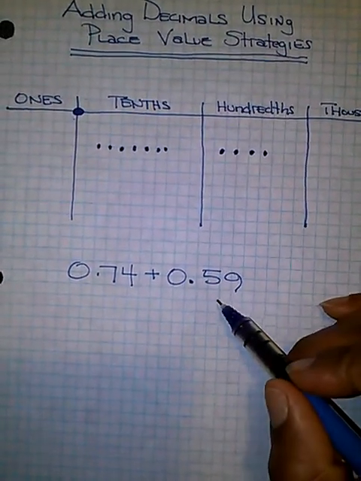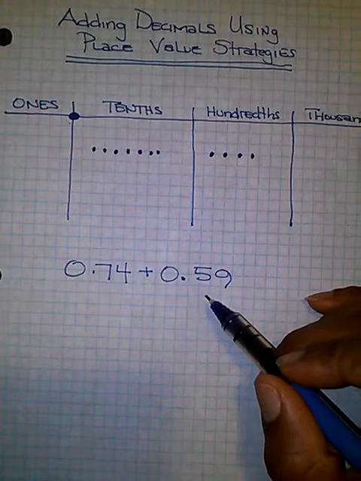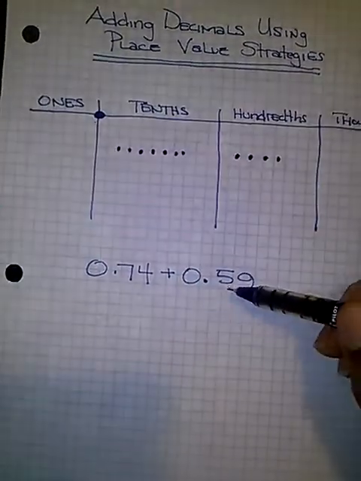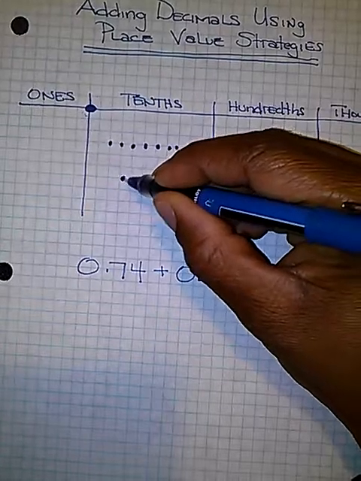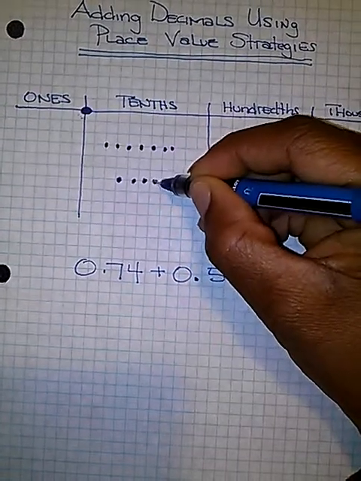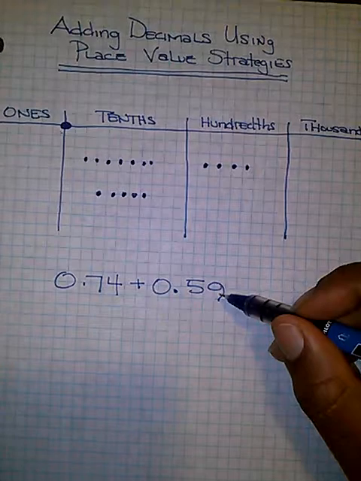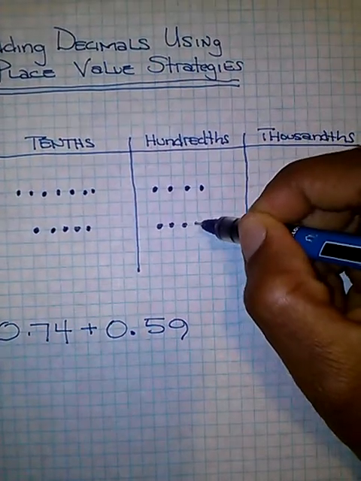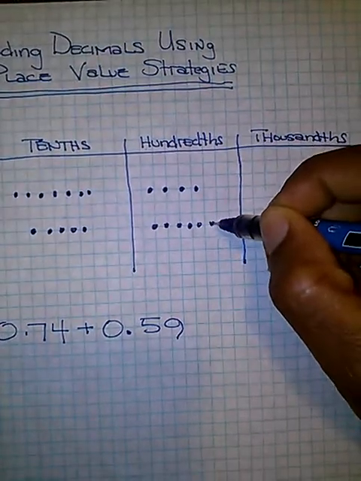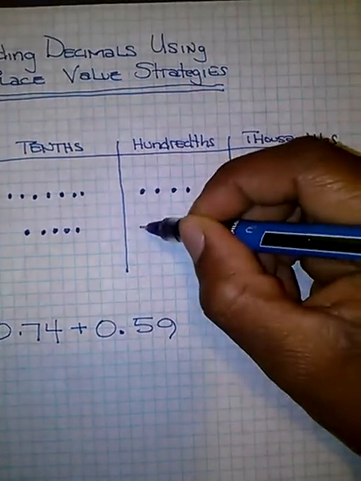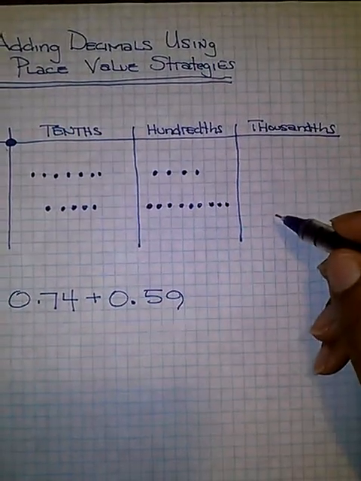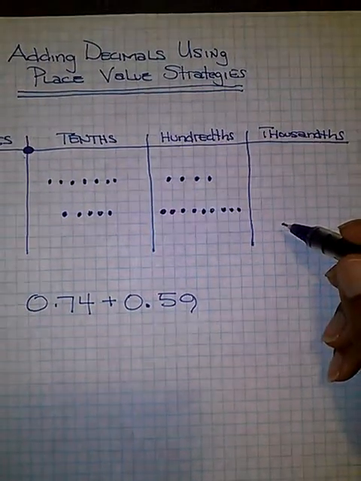The second add-in is 59 hundredths. So again, there are no ones, so I will leave the ones column blank. There are 5 tenths. And there are 9 hundredths. I will again leave the thousands column blank because there are no thousands in this case.